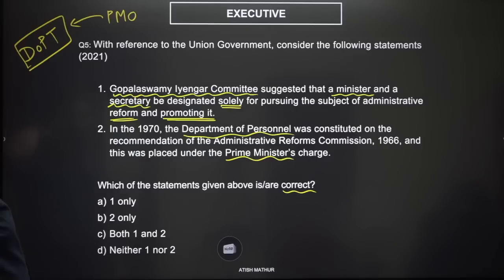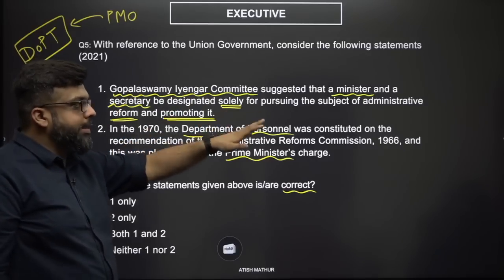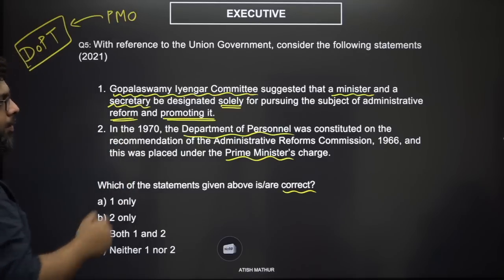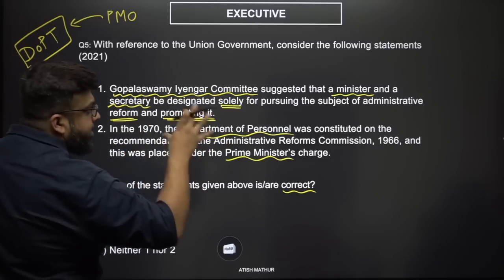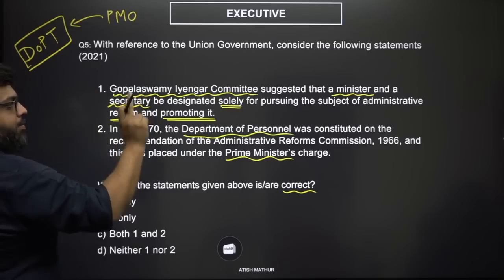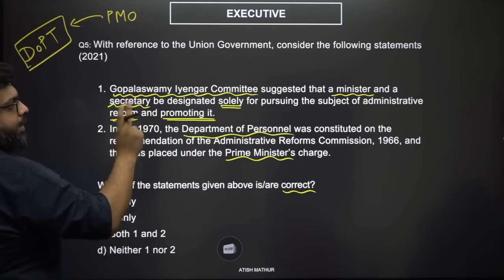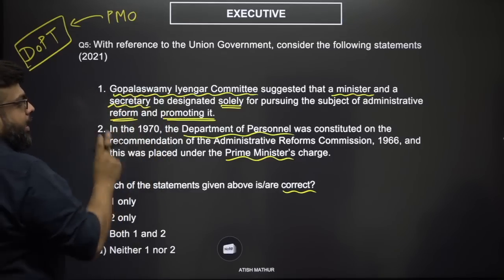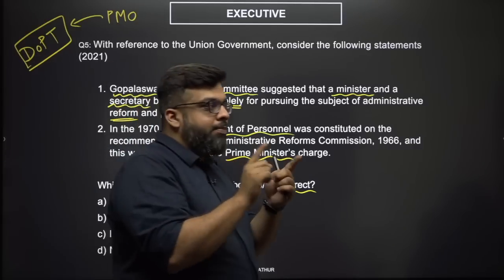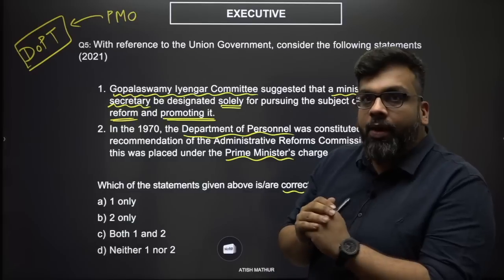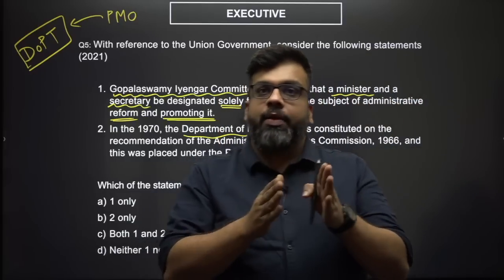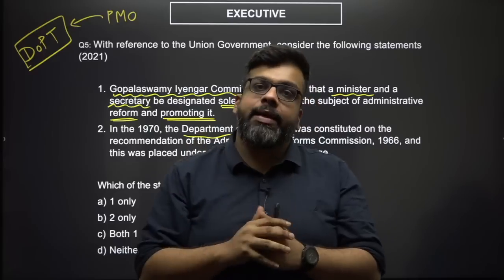First option, the Gopalaswamy Iyengar Committee suggested a minister and a secretary be designated solely for the purpose. Let's see, where are the problems here. If you are saying that only and only a minister and one secretary be designated solely for this, that means you have to essentially create either a department or a ministry. Only either a department or a ministry, if you're allocating a dedicated secretary and a dedicated minister.